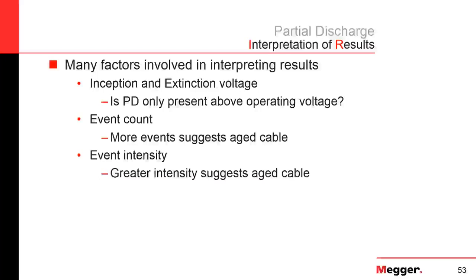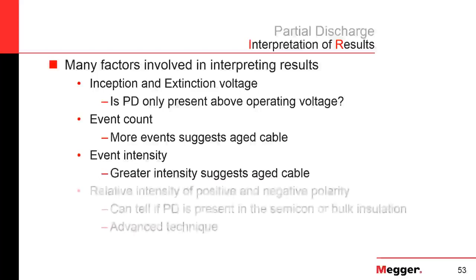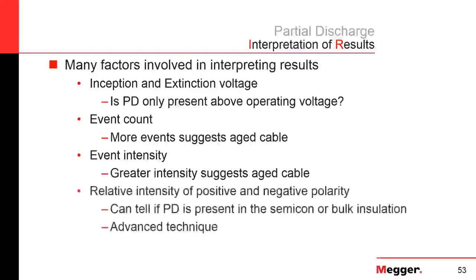And we use the unit of picocoulombs to measure the intensity. Don't worry too much about picocoulombs. It's not a very intuitive unit to use, but one way to think about it is the number of electrons that were involved in the discharge. The more electrons, the more severe the discharge was, the higher this intensity measurement is.